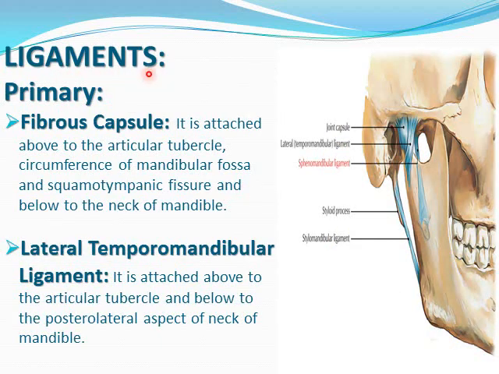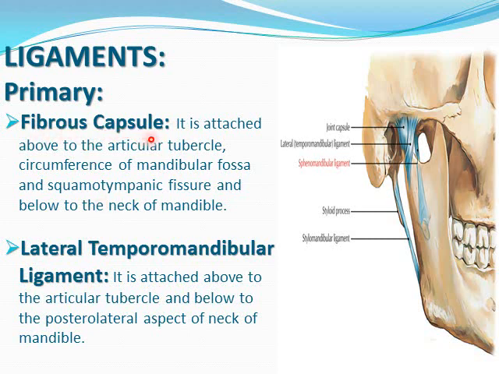Ligaments related to the temporomandibular joint. There are two primary and two accessory ligaments. Primary ligaments are the fibrous capsule and the lateral temporomandibular ligament, while the accessory ligaments are the stylomandibular and sphenomandibular ligament, and we will discuss them one by one.